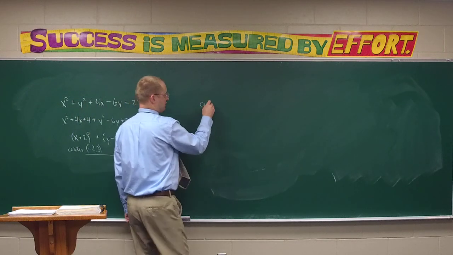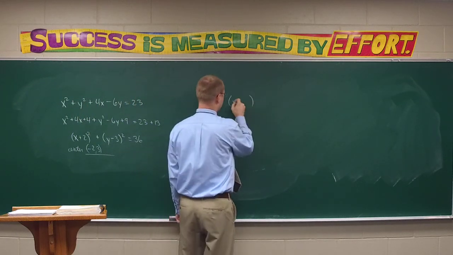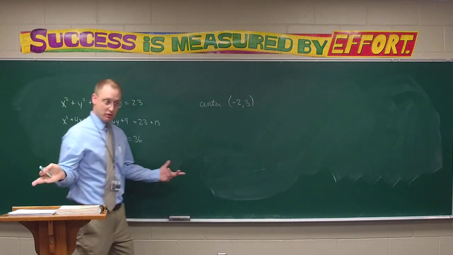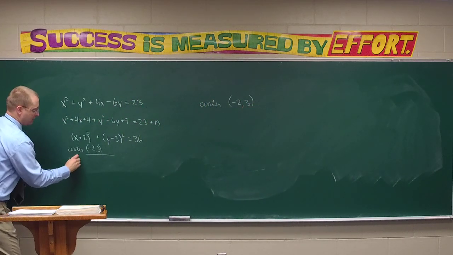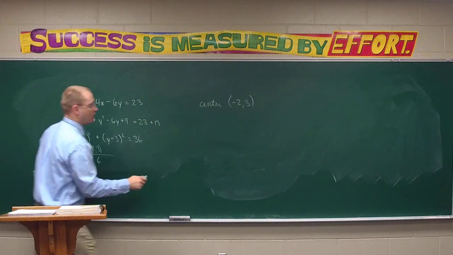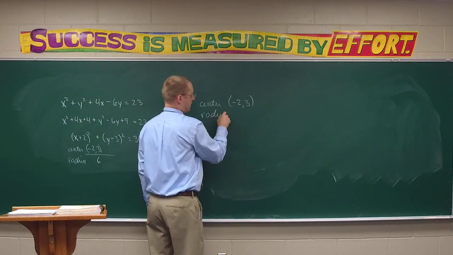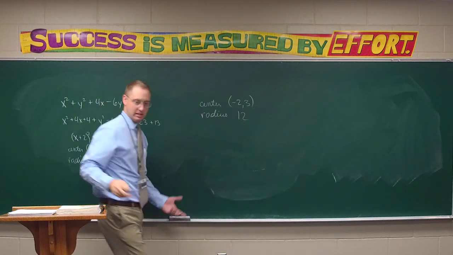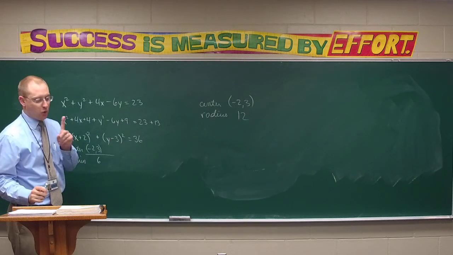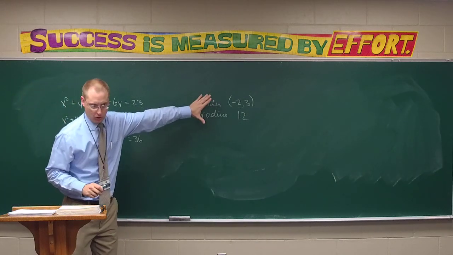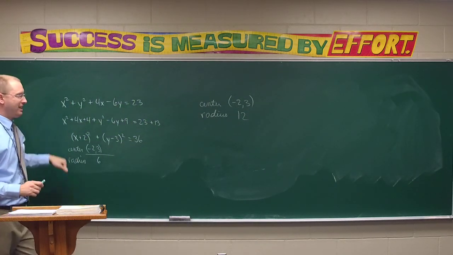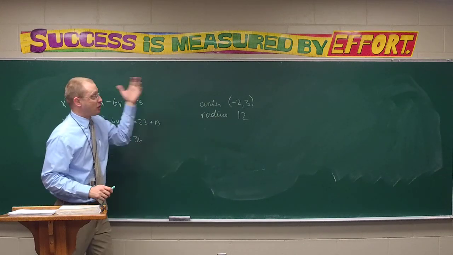So my center needs to be, class, negative 2, 3, because it's going to be concentric. Their radius is 6. So my radius needs to be 12. Make sense? They said find the equation of the circle that's concentric to this one and has a doubled radius. So now we need to find the equation of the circle.